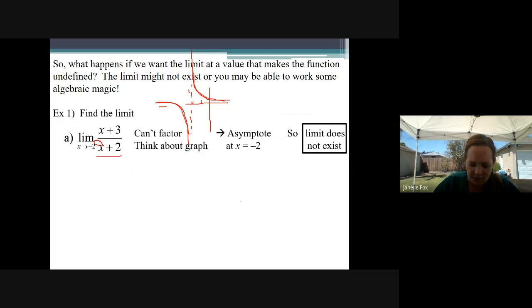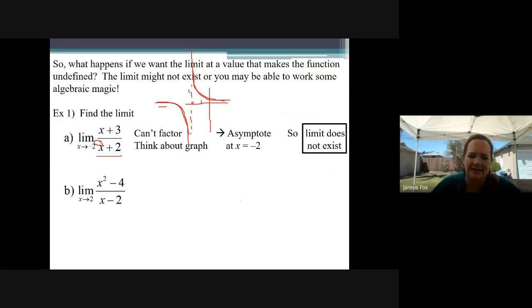Okay. So on this one, because one of them is going to positive infinity, one of them is going to negative infinity, we're going to say the limit does not exist. This is one type of question that could happen if it truly does make it weird and undefined and you're like, oh no. Okay, well, what's another type of question?